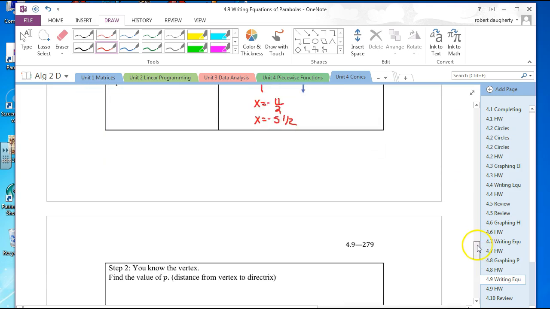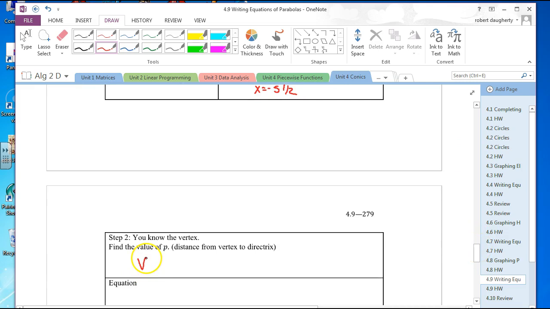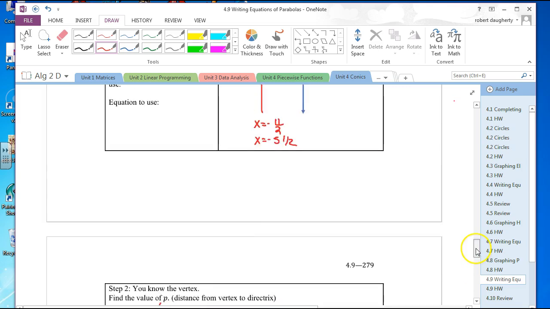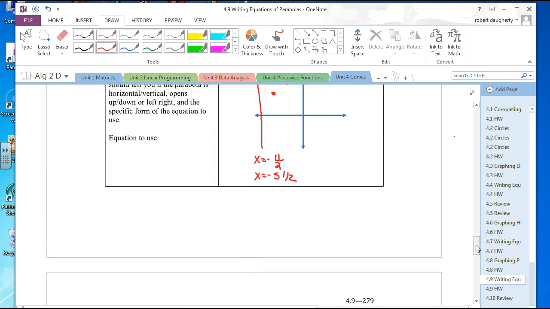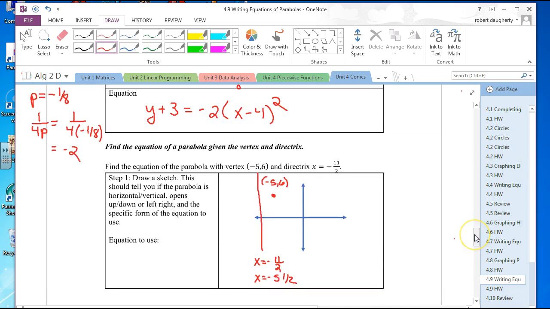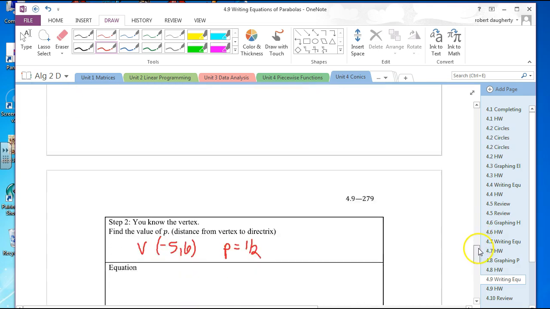Okay, so in this one, we know that the vertex is negative 5, 6. And we said P is going to be equal to 1/2. What's the standard form of the equation that I'll be using here? Which way does this guy open? It's going to open to the right if this is the vertex. So that means I'm using x minus h equals 1 over 4p times y minus k squared. So I know the vertex and I know p.